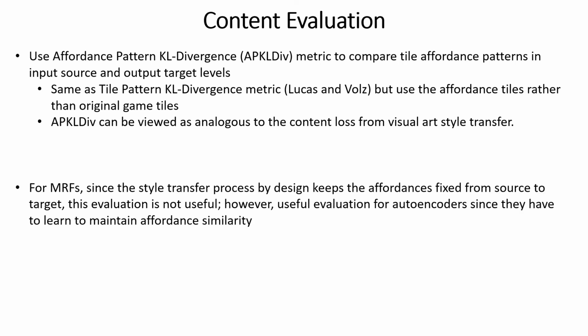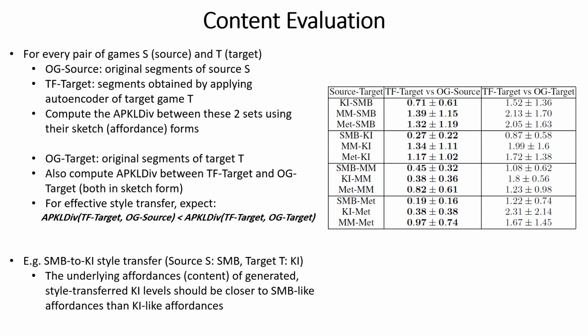I do want to clarify, however, that for MRF, since the style transfer process keeps the affordances fixed from source to target, this evaluation would not really be useful. So we ran this evaluation only for autoencoders, and in that case, it is very useful because the autoencoders have to generate the affordances from scratch and learn to keep the affordances in the target the same as in the source. And then to perform this evaluation for every pair of source and target games S and T, we consider three sets of level segments.